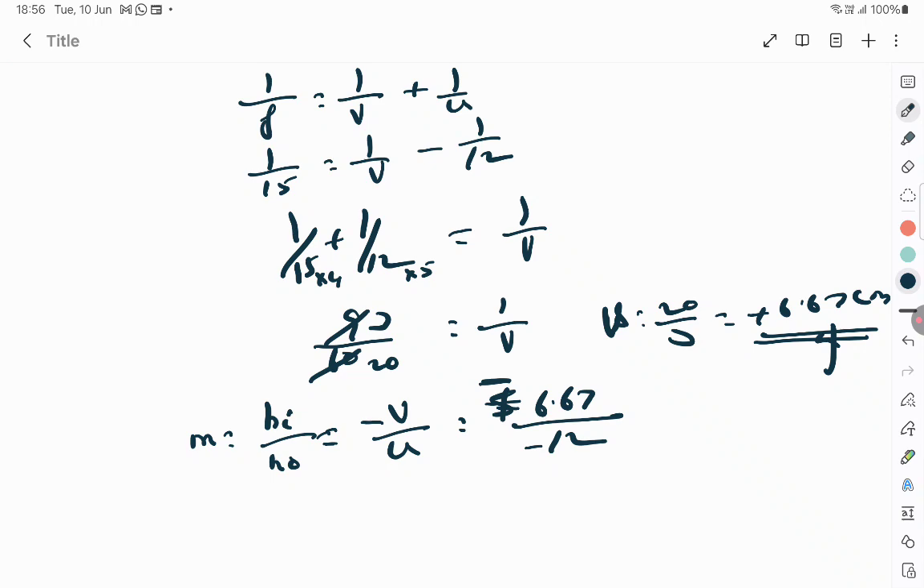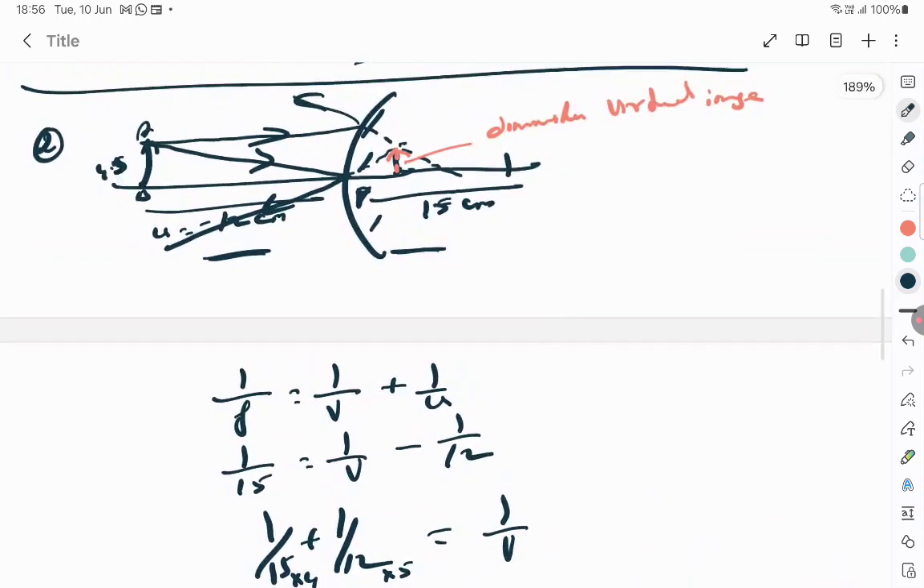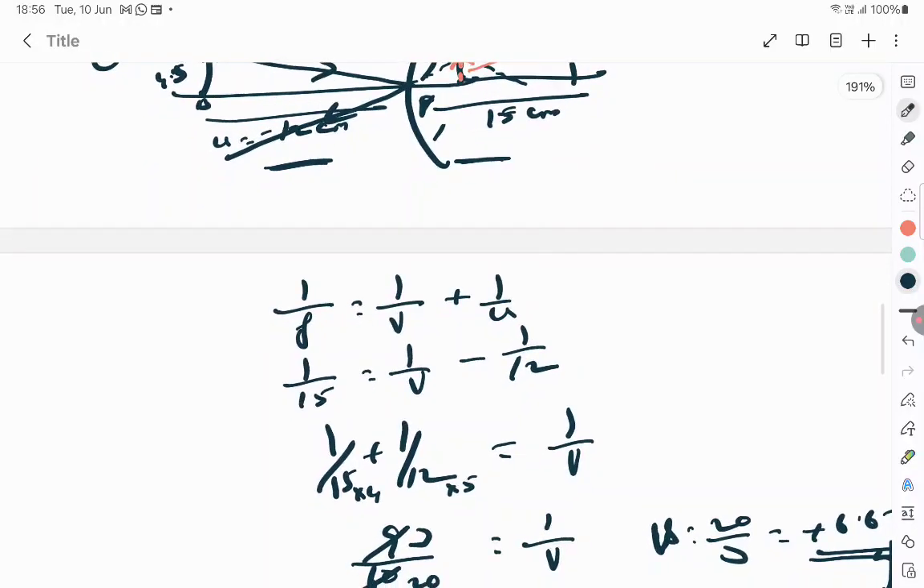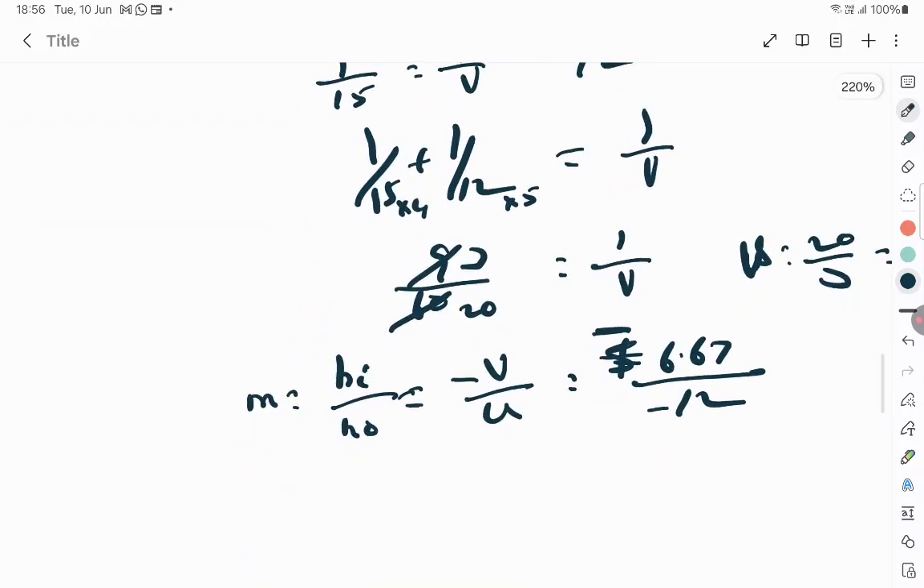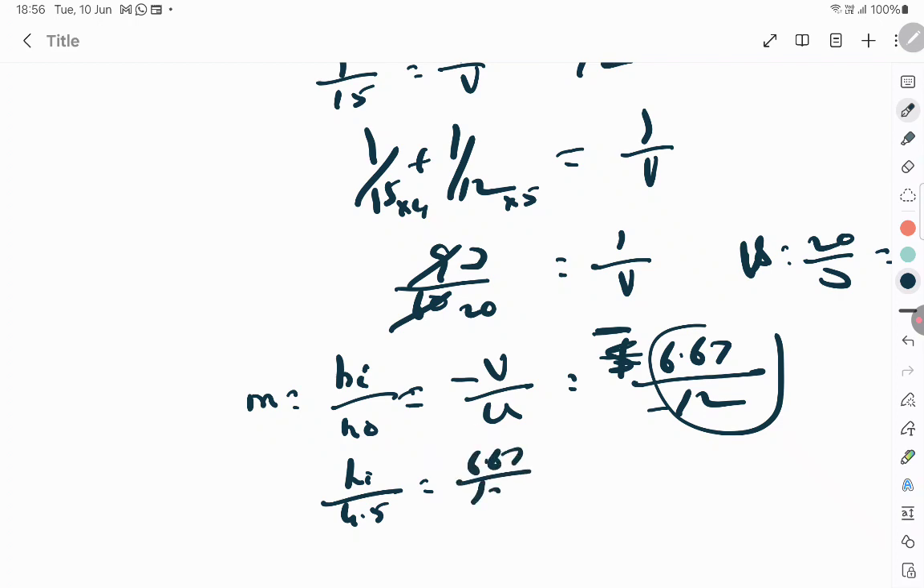Have they given the height of the object, which is 4.5, and the focal length isn't described. Okay, so then magnification is hi by ho. Hi you don't know, but you know ho is height of the object, which is 4.5, is equal to minus v by u. You know this is the value, you can substitute it here. 6.67 by 12, then therefore into 4.5 will give you your answer, whatever answer you get, you can write it.